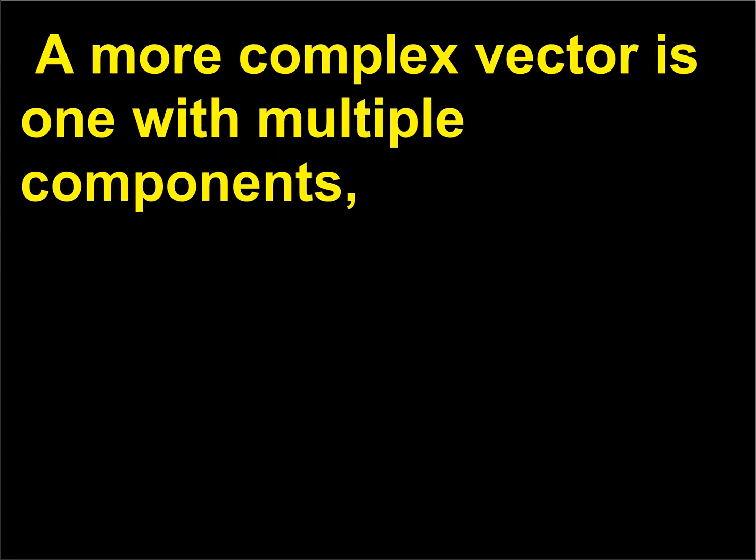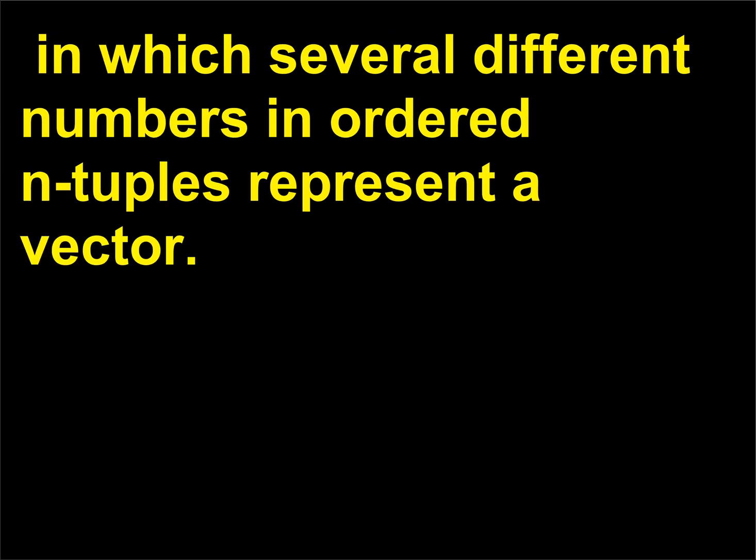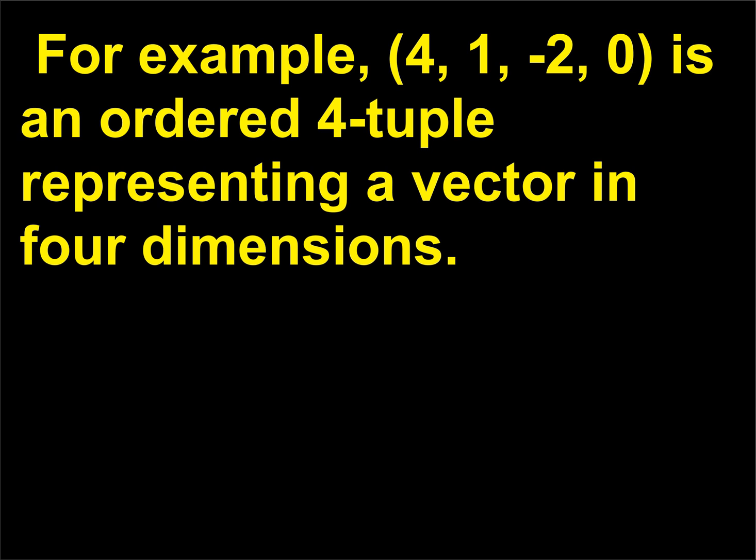A more complex vector is one with multiple components, in which several different numbers in ordered n-tuples represent a vector. For example, 4, 1, -2, 0, is an ordered 4-tuple representing a vector in 4 dimensions.